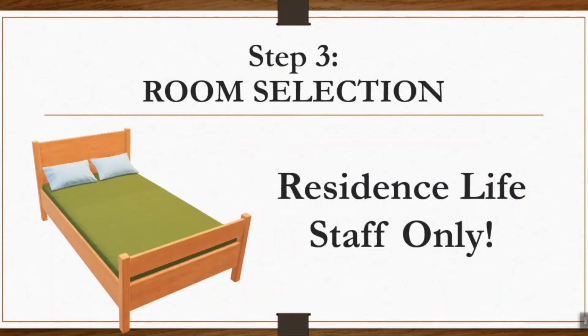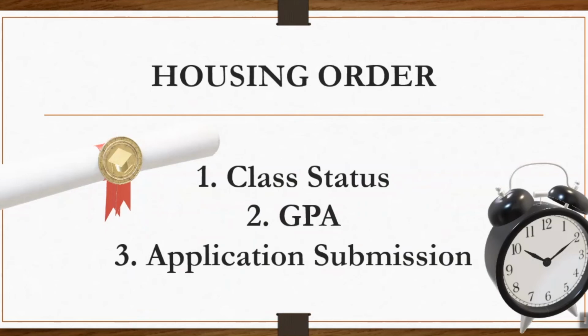At this point in the process, Residence Life staff will proceed to Step 3 of the process, room selection. All room preferences from the housing application will be taken into consideration, and rooms will be selected by Residence Life for groups of roommates. All applications will be ordered based on class status, seniors, juniors, and so on, and then by GPA. In the rare occasion that students have the same class status and the same GPA, Residence Life will look at the date and time of an application submission as the deciding factor between two students if necessary.